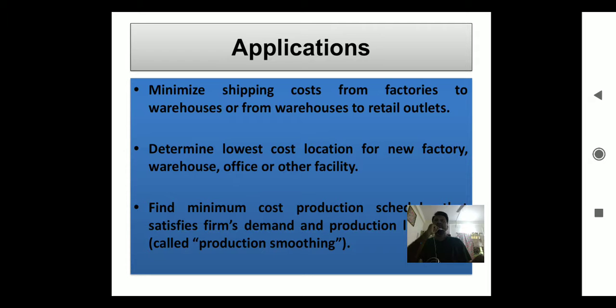Second application is to determine the lowest cost location for a new factory, warehouse, office or other facility. So we can minimize the cost of expenditure. Third, find the minimum cost production schedule that satisfies the firm's demand and production limitations, called production smoothing. We have to satisfy the demands of warehouses by supplying from the particular factory.